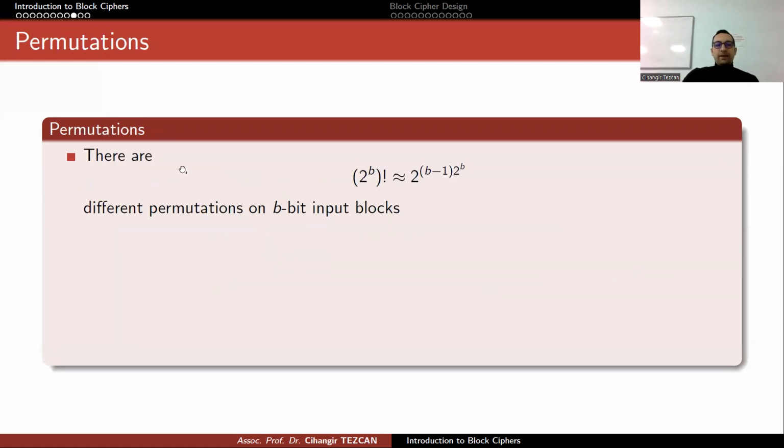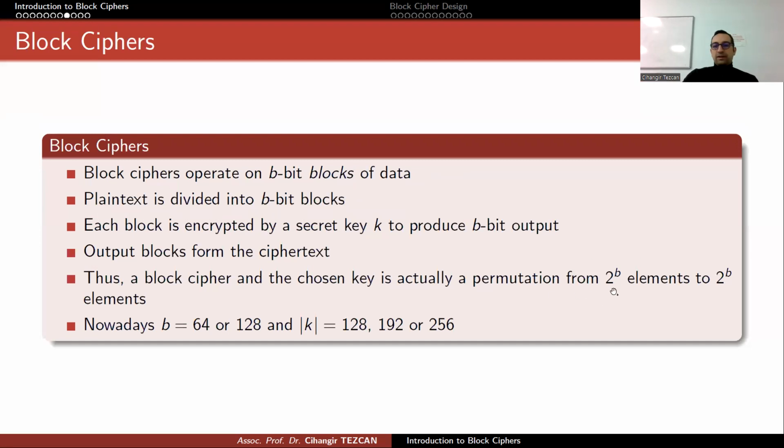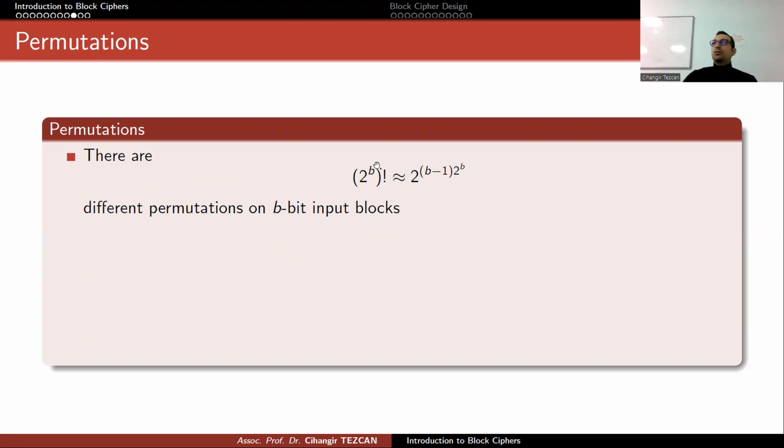All right, so let me explain this permutation stuff. Since you are sending 2 to the B elements to the 2 to the B elements, actually there are many ways of doing this, right? You can map this many elements to this many elements in this many ways, 2 to the B factorial ways. And this is a very huge number, as you can see. Here, 2 is about 2, so 2 to the 2 to the B is a very large number. So there are many different permutations.